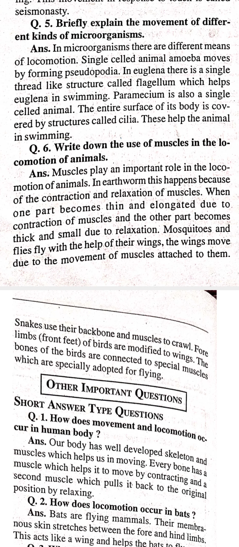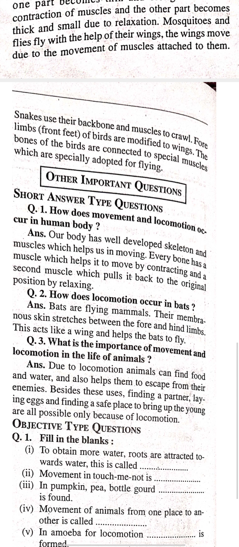The forelimbs of birds are modified into wings. The bones of the birds are connected to special muscles which are specially adapted for flying. I told you, students, about tendons. What are tendons? Tendons are the tissues which attach muscles to the bones. In this way, the bones of the birds are connected to special muscles which are adapted for flying.